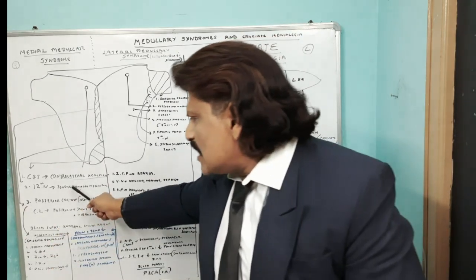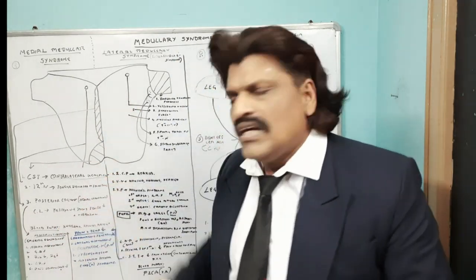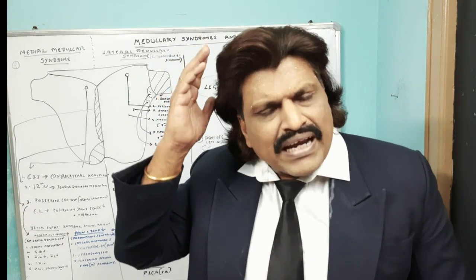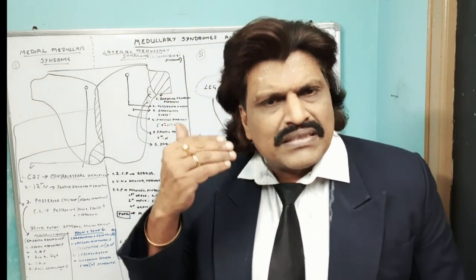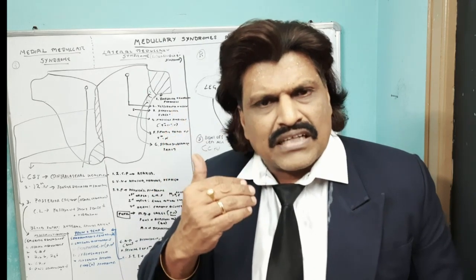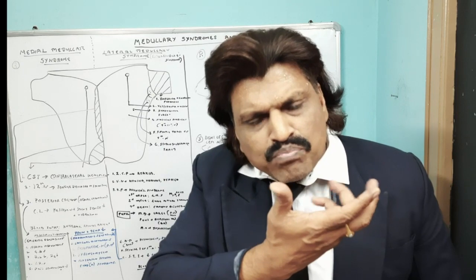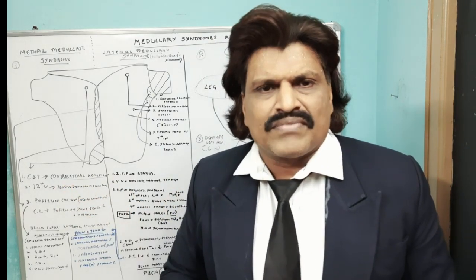The second is the 12th nerve gets affected. The 12th nerve supplies the tongue. For example, if my right side Wallenberg syndrome is there, when my right side 12th nerve gets affected, the tongue is not pushed to the left side. In fact, it is pulled to the same side.